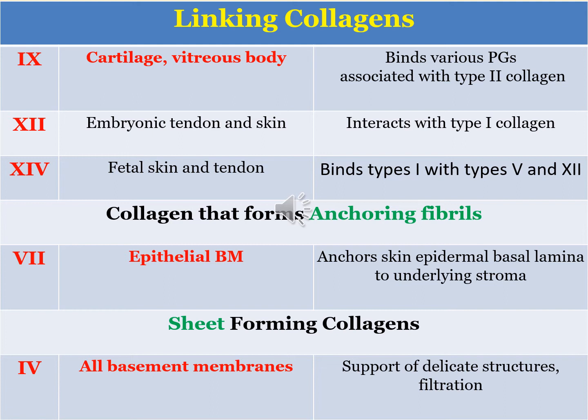Then you have the sheet forming collagens. That is very important. Sheet forming collagen is type 4. The important collagens at the MBBS level are collagen types 1, 2, 3, 5, 7, and this 4. Type 4 is very important. This comes in your MCQs. Type 4 is a sheet forming collagen. It is found in all basal laminas and external laminas, and it supports the delicate structures.